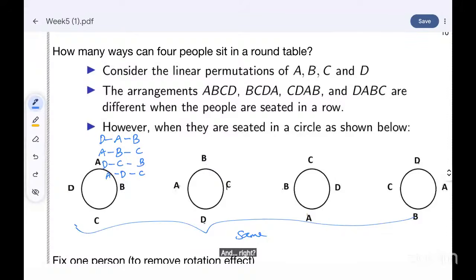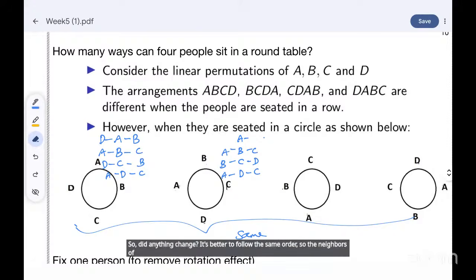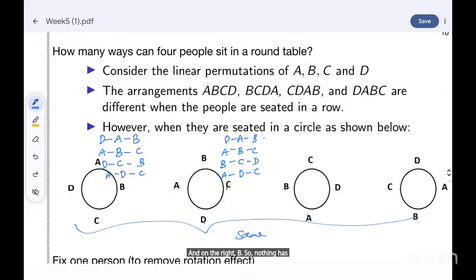Right? Okay. Now let's see the second one. Who are the neighbors of A? B and D. Who are the neighbors of B? A and C. Who are the neighbors of C? B and D. Who are the neighbors of D? A and C. So did anything change? It's better to follow the same order. The neighbors of A are, on the left D and on the right B. So nothing has changed, right?